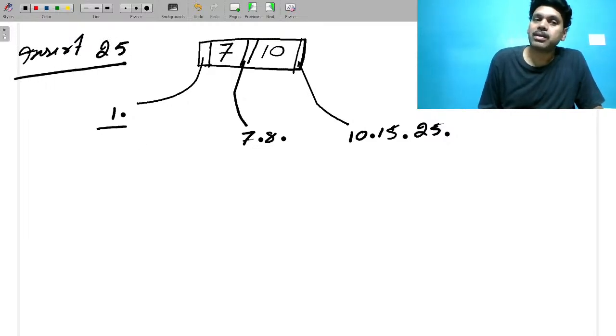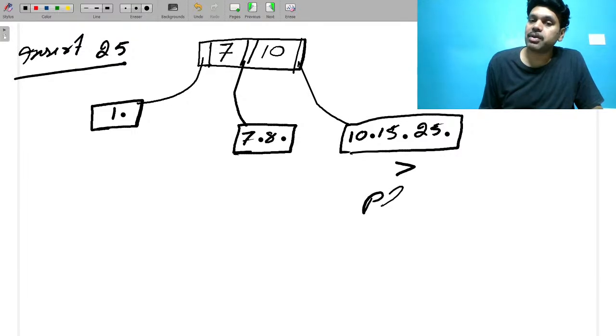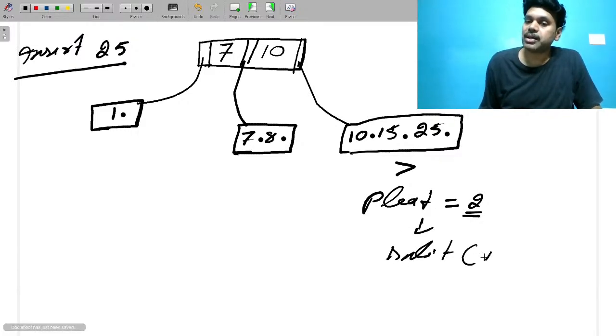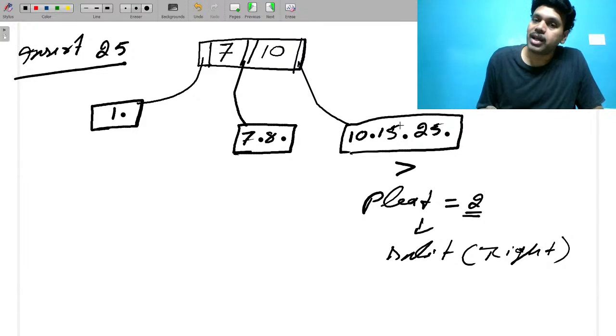Now what happened? This is fine, no doubt. This is fine, no doubt. But this is the problem. Why problem? This is greater than your P leaf, because your P leaf maximum is only 2. Therefore, there is a requirement of split. As I am doing a right split, in the entire tree you need to follow right split. Don't change in the middle. Now the middle element is going to enter into root.